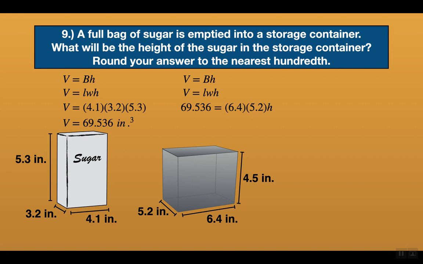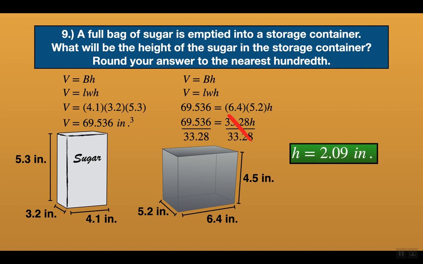Okay, so once we get to this point, it's pretty straightforward. Just multiply 6.4 times 5.2, and that's going to give you 33.28. And now divide both sides of the equation by 33.28, and that's going to give us our answer. The height of the sugar inside the storage container is going to be 2.09 inches.